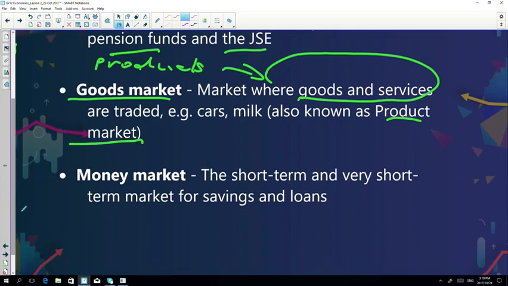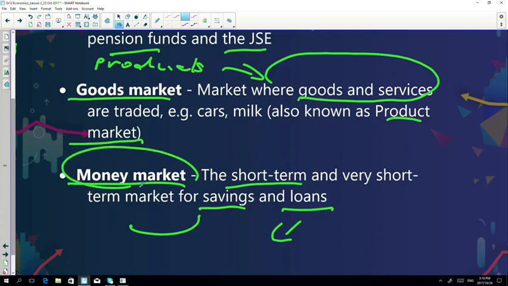And then we also chatted about the money market. We said it also plays a very important role. It's a short-term and very short-term market for savings and loans. So if households want to save or access loans, then they will approach the money market for that.